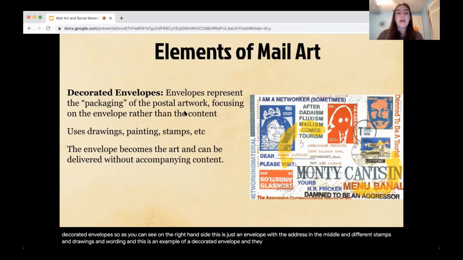They represent the packaging of postal artwork, focusing on the envelope rather than the content. They used drawings, paintings, stamps, etc. And the envelope became the art, and it could be delivered without accompanying content. So sometimes mail art can be the art that's included within the envelope, or it can also just be literally the envelope itself. You could include more art inside, but for a lot of people, the artwork itself was the envelope.